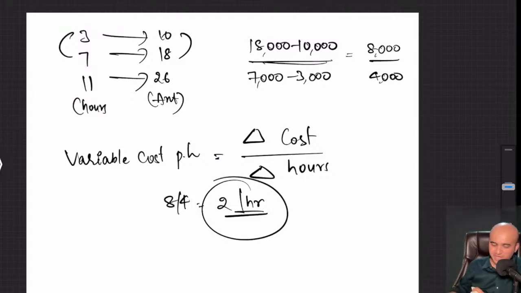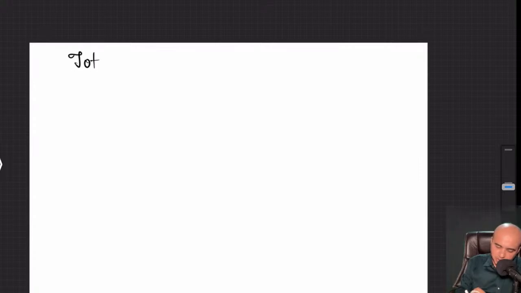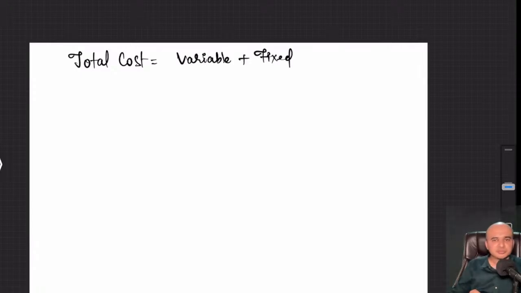So now with this variable cost per hour, we will try to find out different things. Okay. So now that we know what is what, we can easily calculate the total cost. Let us try to identify that first. Let me start a new page here. Total cost is nothing but variable plus fixed. Now we know variable. With the help of that, we can identify fixed cost easily.